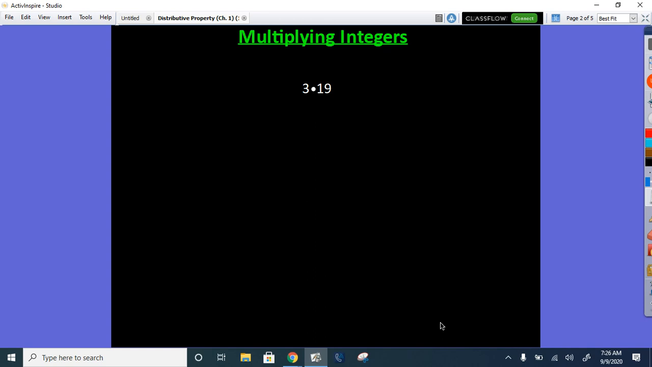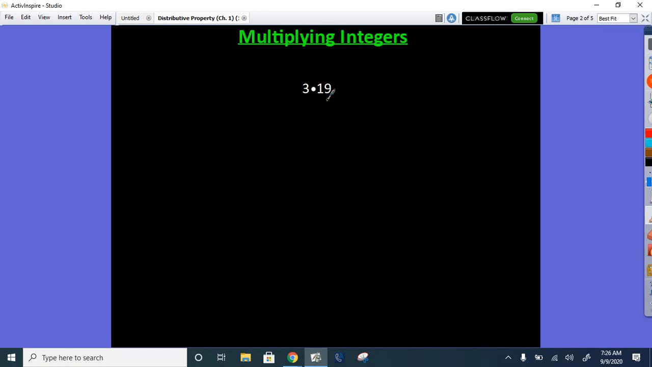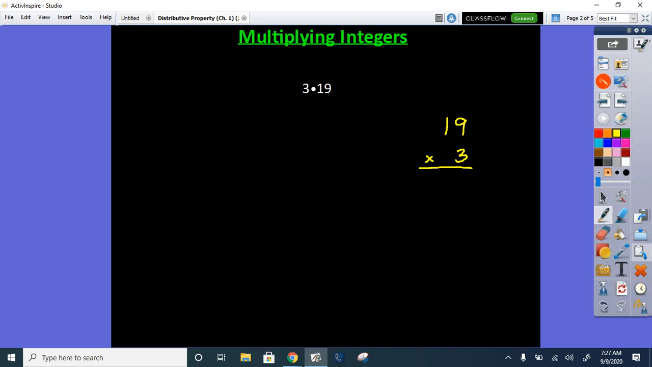Today we're going to talk about multiplication and simple ways that you can make multiplication a little bit easier, and then eventually getting into what's known as the distributive property. So a very basic example here. Let's say I gave you 3 times 19, and you look at that and say, well, I don't know how to multiply 3 times 19 other than doing it vertically, which is completely fine, okay?